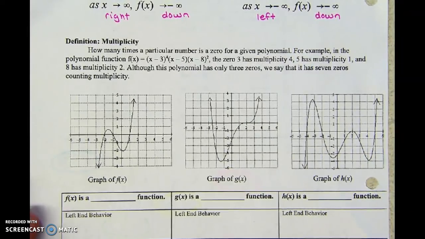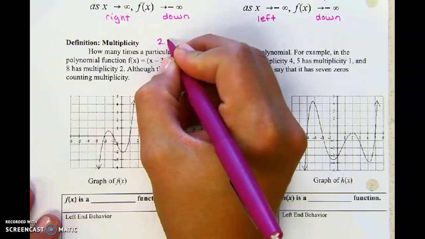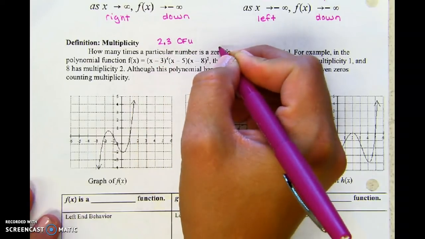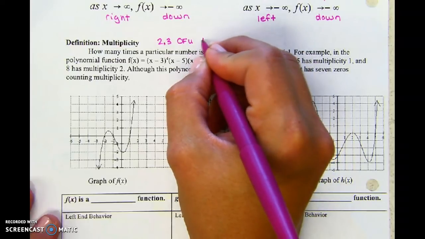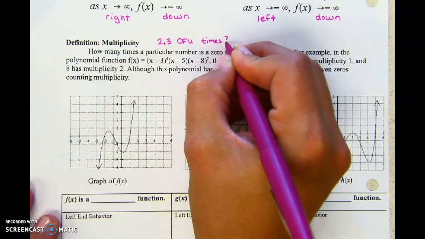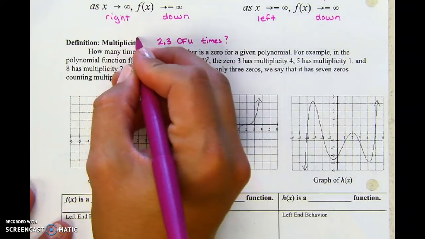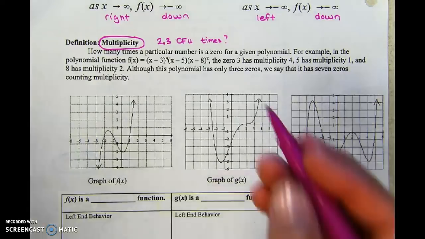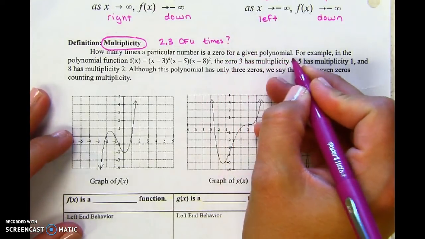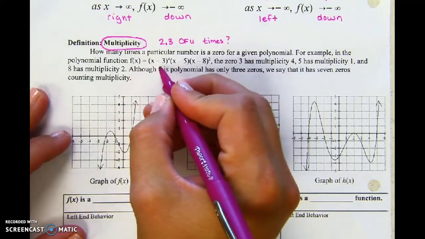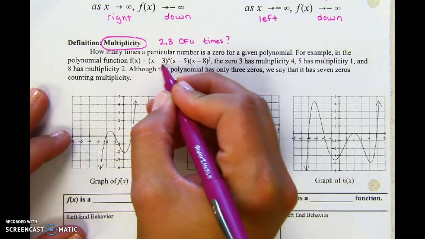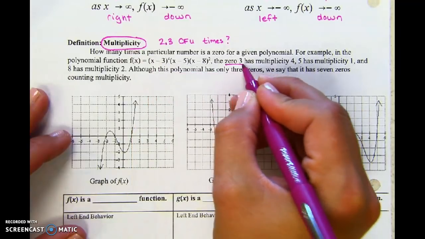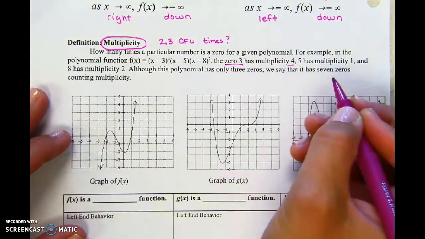All right, in the 2.3 check for understanding, we talked about how many times was a factor a 0? How many times? Did you remember that? You said 3 times, 2 times. Well, that is called multiplicity. How many times a particular number is a 0 for a given polynomial? For example, in the polynomial, do you see that 4 up there? So this is a factor 4 times, which means the 0, 3 has a multiplicity of 4.